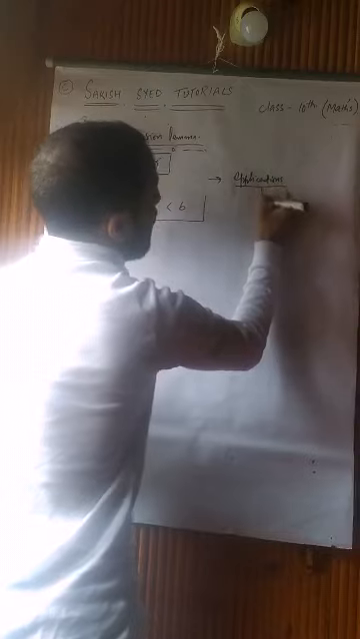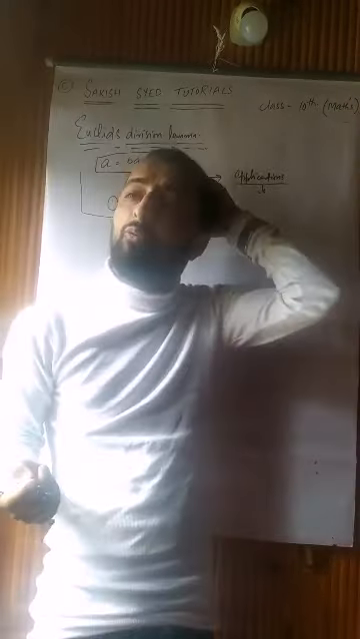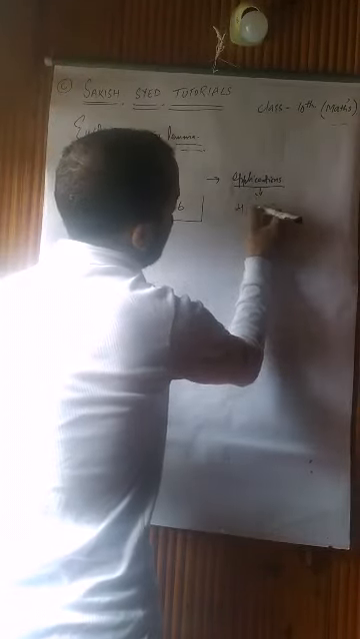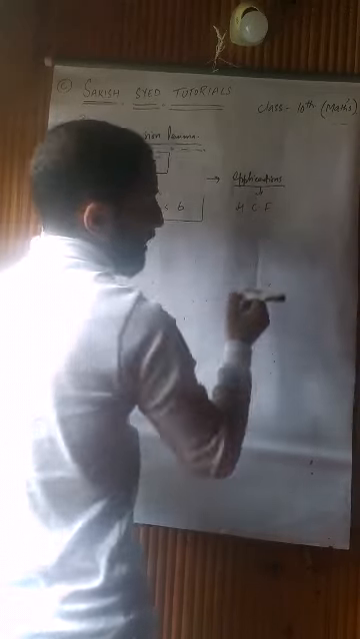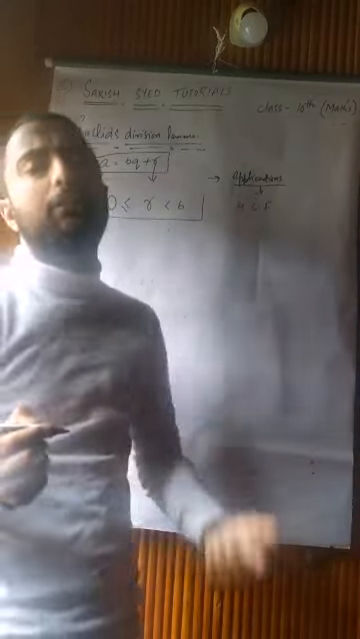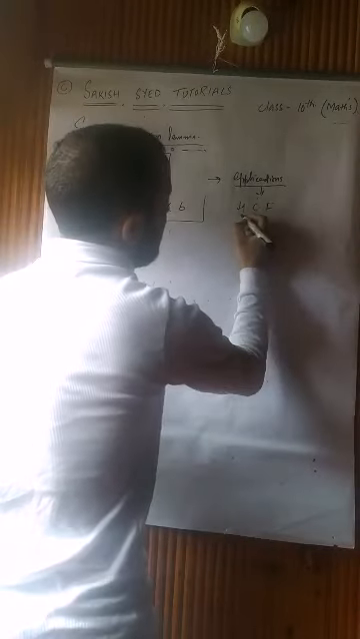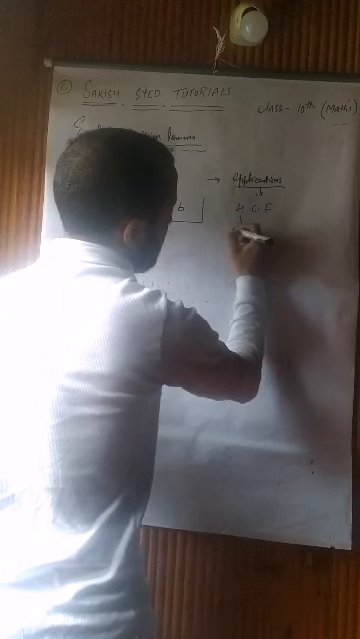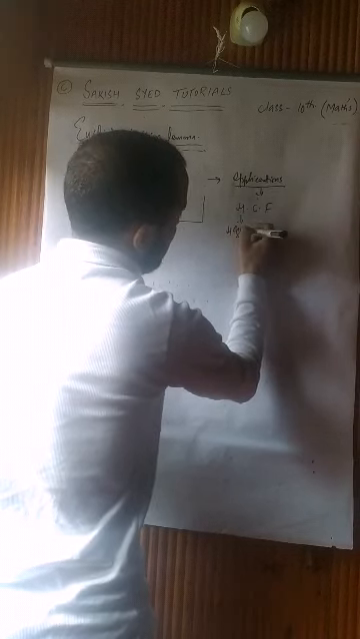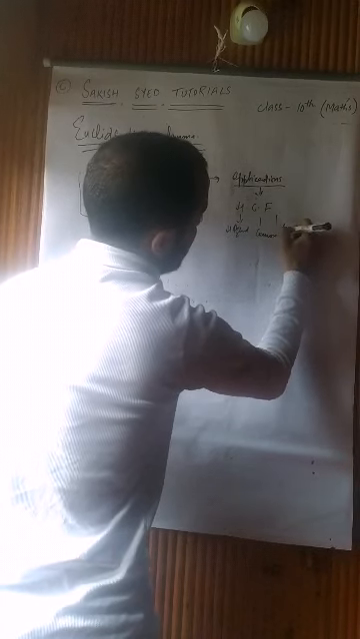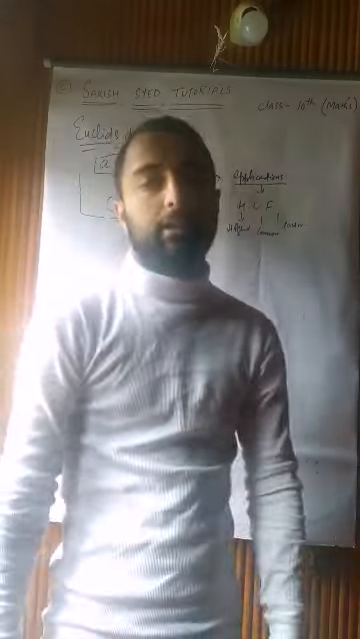What does application mean? Why do we use this Euclid's division lemma? By this Euclid's division lemma, we can find the HCF of two numbers. What does HCF mean? H is for highest, C is common, and F is factor. So HCF is the highest common factor.